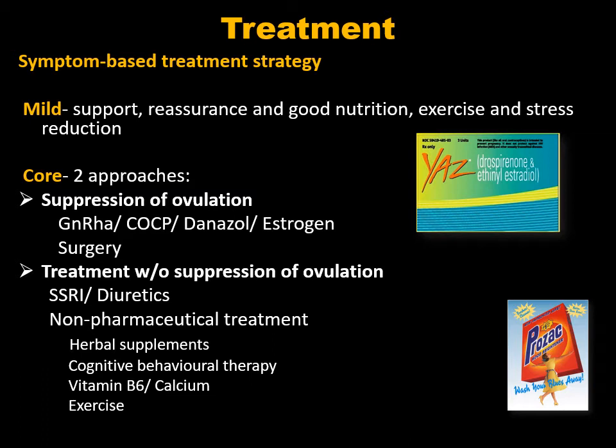Danazol, we don't use it anymore because of its androgenic side effects. Estrogen again has side effects, and surgery is for extreme situations where we have to remove the ovaries to do an oophorectomy. Treatment without suppression includes selective serotonin reuptake inhibitors. We may also use diuretics. Non-pharmaceutical treatment includes herbal supplements, cognitive behavioral therapy, supplements such as vitamin B6 and calcium, and exercise.